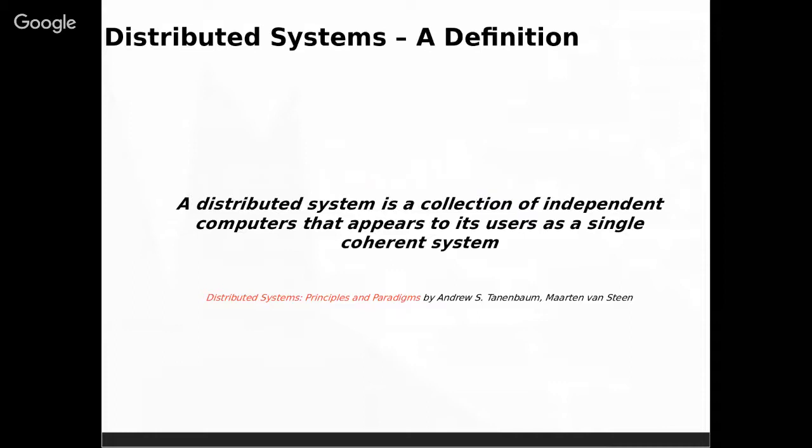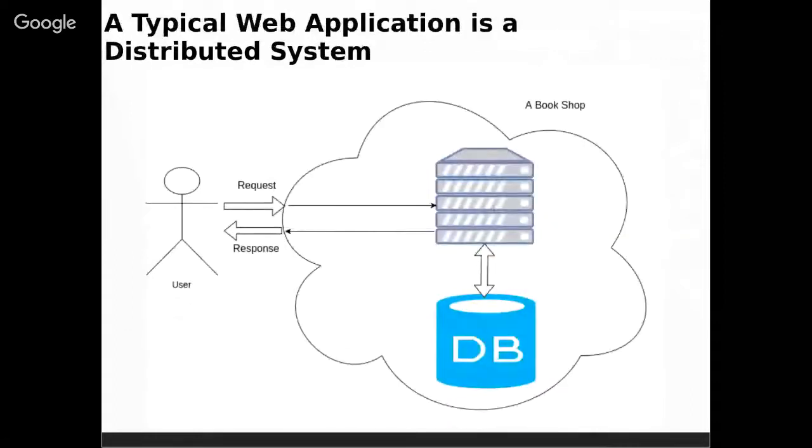If you pay attention to the definition, you will see that any web application is also a distributed system. Let's see an example. This is an example architecture showing a typical web application, a bookshop. Throughout this session, we will continuously try to scale this application. And as we will see, after a certain point, we have to go for distributed systems if we want to scale beyond a certain point.